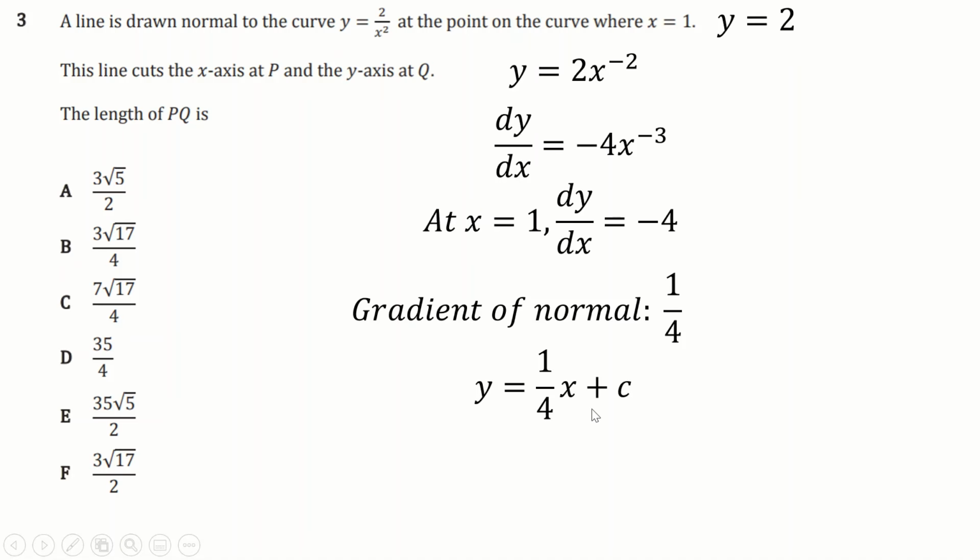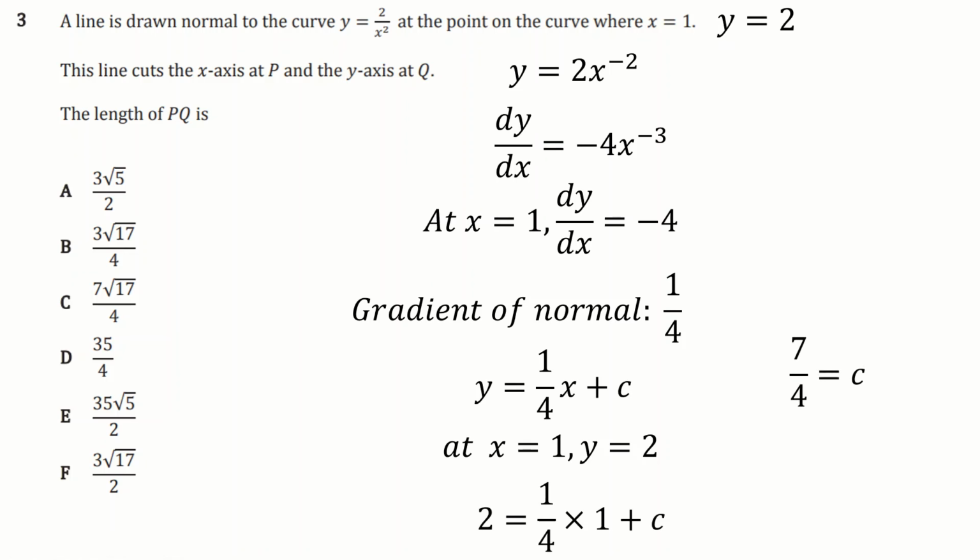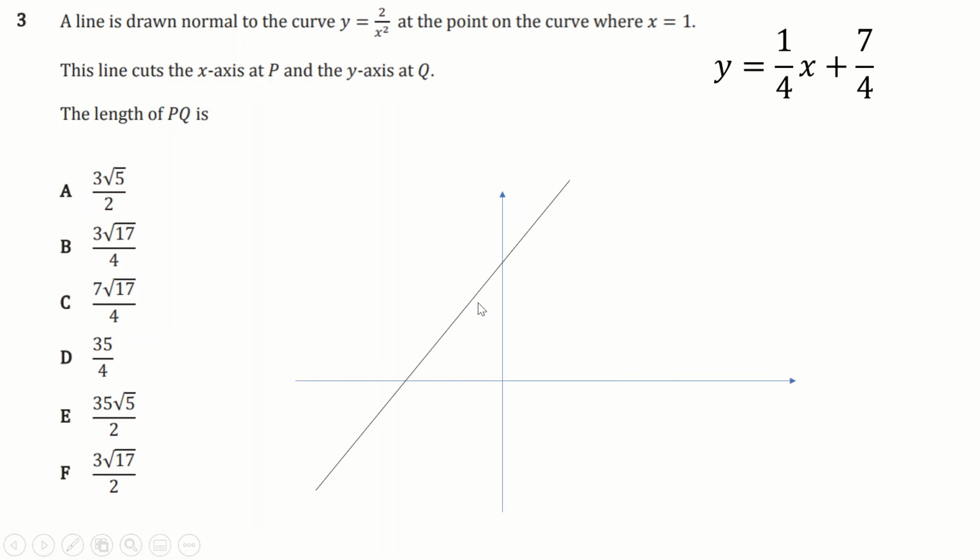So essentially we have a line meeting a curve at the point (1, 2). And this is the equation of the line so far, but I know it goes through (1, 2). So I can work out the rest of it, and I get c is 7/4. So I have the equation for the line now. Now it's saying the line cuts the x-axis at P and the y-axis at Q. Well, I know where it cuts the y-axis. That's 7 over 4. So if I were to just quickly draw this, it cuts the y-axis at 7 over 4.